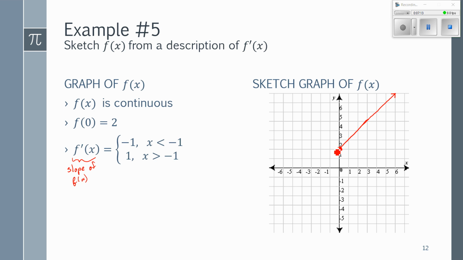And moving off to the left from it, it should still have a slope of +1 up until it hits x equals -1. Now, because it is continuous, I do know there's a point right here at -1, +1. But now, for x's that are less than -1, I need to have slopes that are -1. So I can draw a line, hopefully your lines look better than mine, with a slope of -1. And there's a sketch of the graph of f.